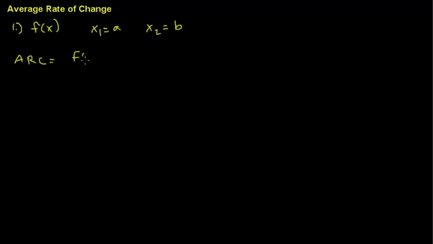So the formula for the average rate of change is actually very simple. It's just f of b minus f of a over b minus a, right? So you take the y-coordinate of one of your points and subtract the y-coordinate of the other and divide it by the x-coordinate of the first point minus the x-coordinate of the other point. So let's take a look at what this means visually.